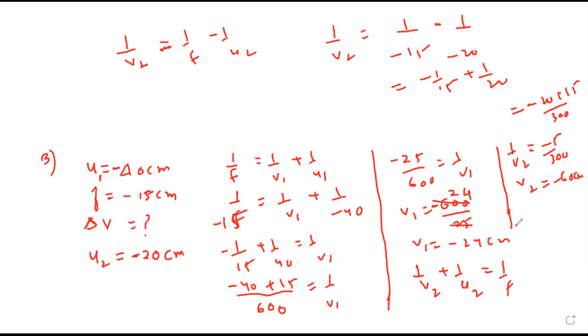But they are interested in the shift. So the shift will be, in magnitude, 60 minus 24, that is 36 centimeters away from the mirror. So this is the mirror. The first image came at a distance of minus 24, that means on the same side. Then it is coming at 60. That means it is shifted away from the mirror by the difference of the two, which is 36. Clear now?